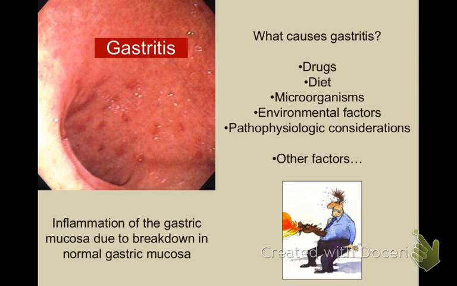Those are your Advils, Motrins, and Aleve. Diet can cause gastritis, a diet full of spicy, irritating foods and alcohol consumption. You have microorganisms like H. pylori, Salmonella, Staph, and then other bacterial, viral, and fungal infections. Radiation and smoking can be causes. And then there are also pathophysiologic considerations like burns, hiatal hernias, physiologic stress, reflux bile, pancreatic secretion, sepsis, shock, and renal failure.